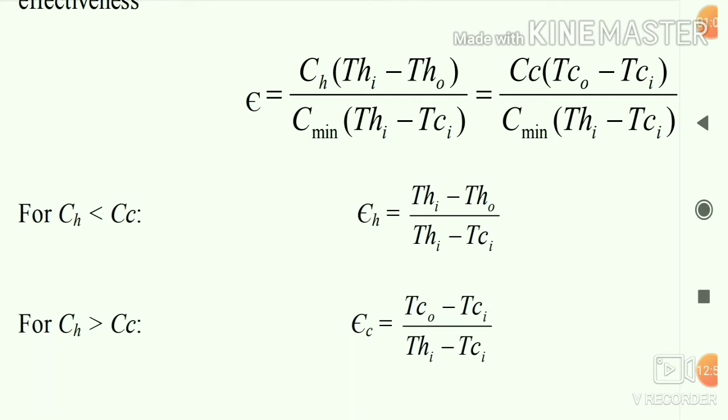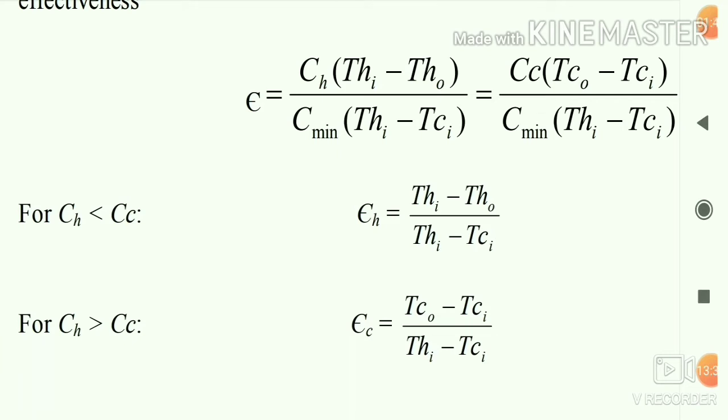And in the denominator we always consider the minimum, means whatever the minimum value will come, whether it is Cc or whether it is Ch. When the Cc value is coming in the denominator, you should simply multiply with Thi minus Tci. Here I represents the inlet temperature, means the temperature with which the water or the oil or whatsoever liquid is entering into the exchanger, and O represents the outlet temperature.